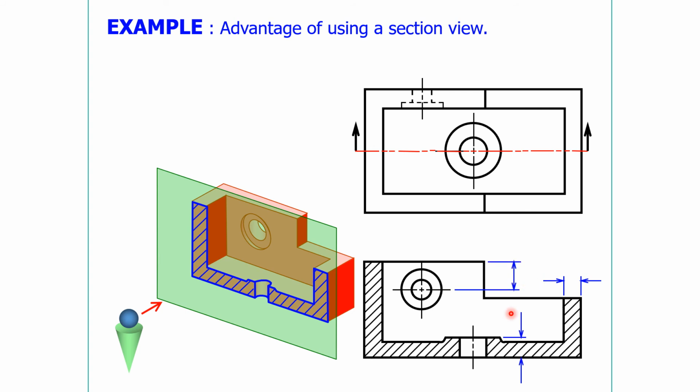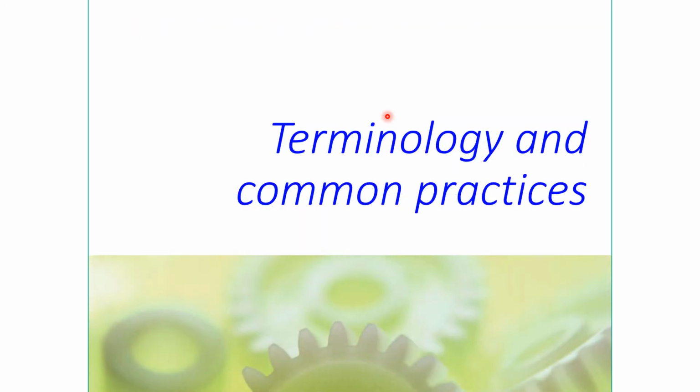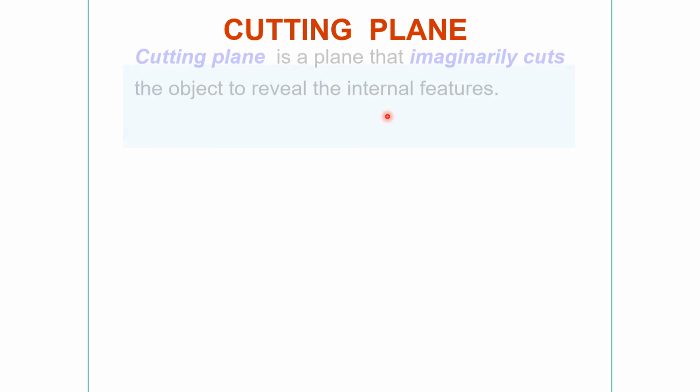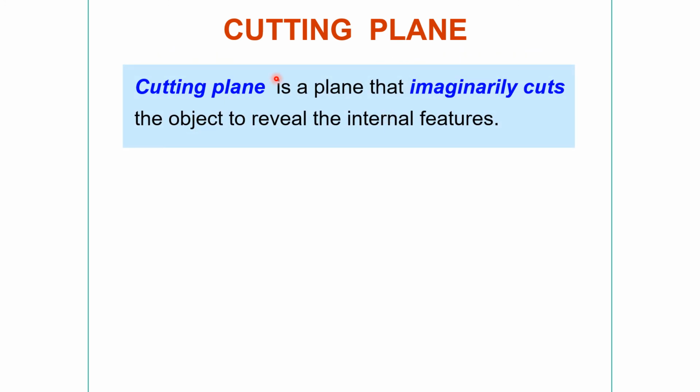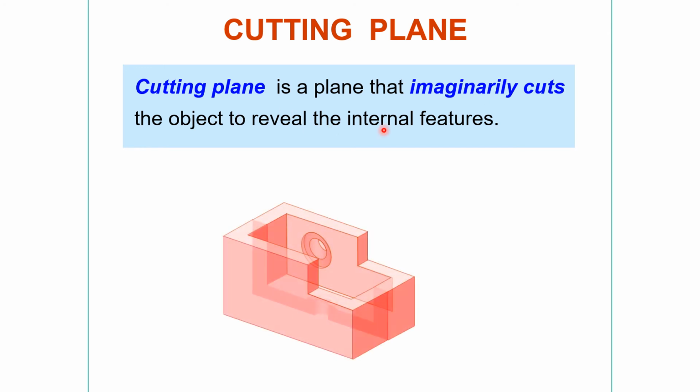Okay, that is much easier and clearer when we use the section view. Terminology and common practices. Cutting plane. A cutting plane is a plane that imaginarily cuts the object to reveal the internal features. For example, this.